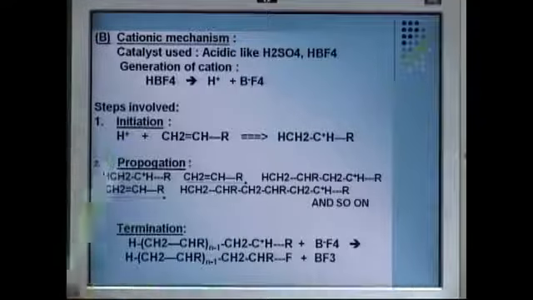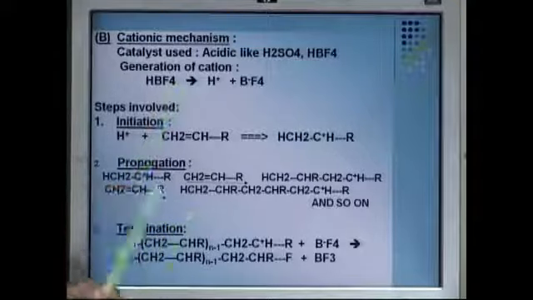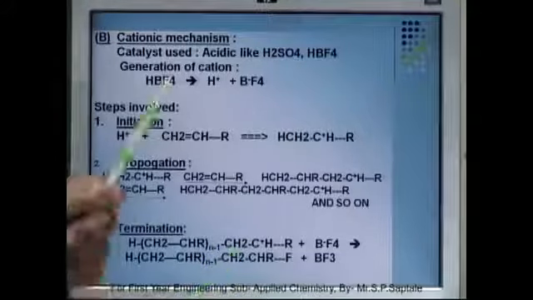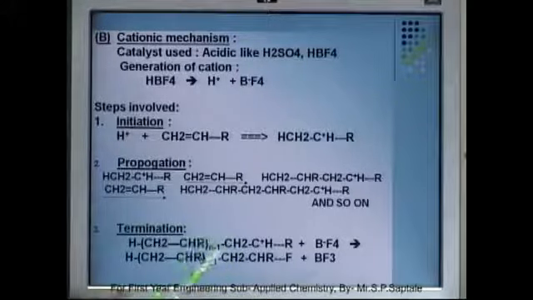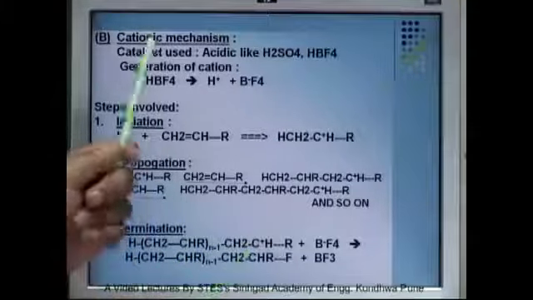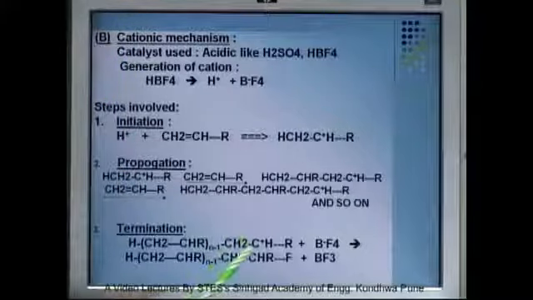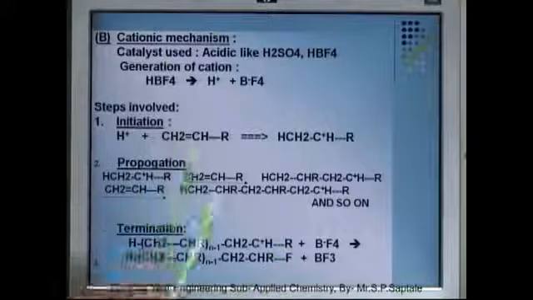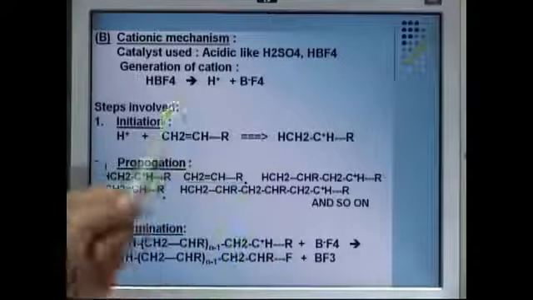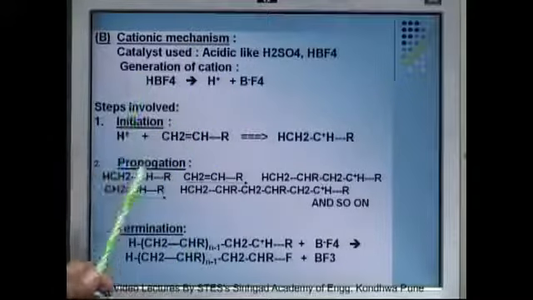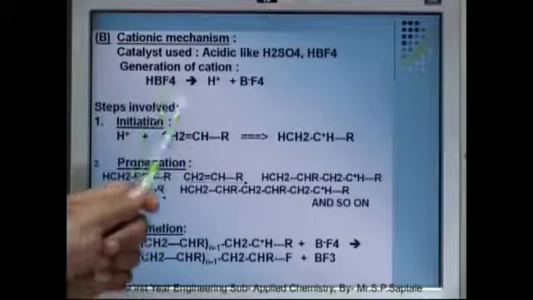Related to this, there are three mechanisms: free radical mechanism, cationic mechanism, and anionic mechanism. Through the steps of initiation, propagation, and termination, we can do the mechanism by using a cation. Suppose an acid like H2SO4 or HBF4 is used. The generation of the cation is a simple reaction, H+ and BF4-, and then through the three steps you can do the mechanism by this chain, CH2CH.